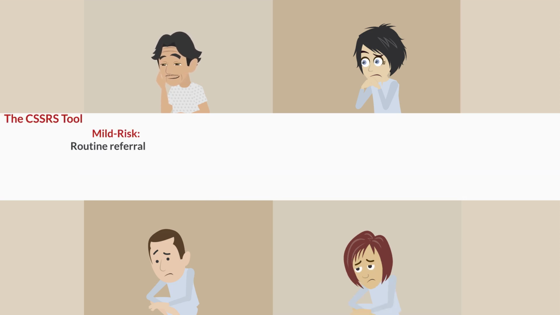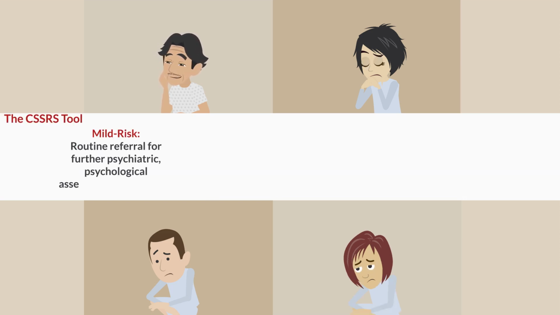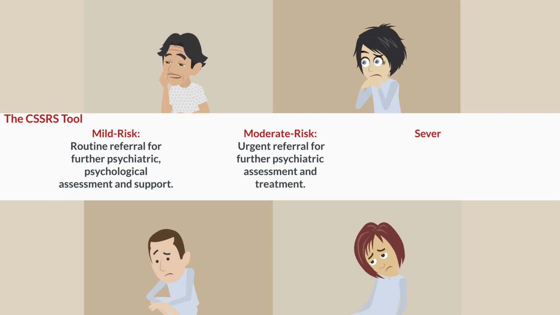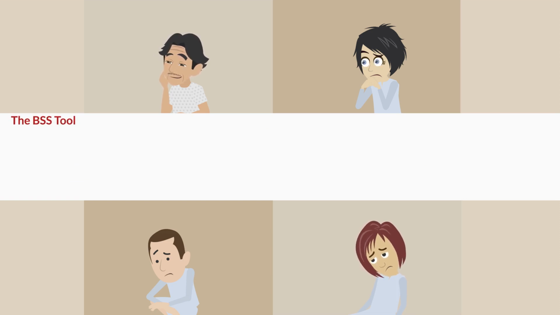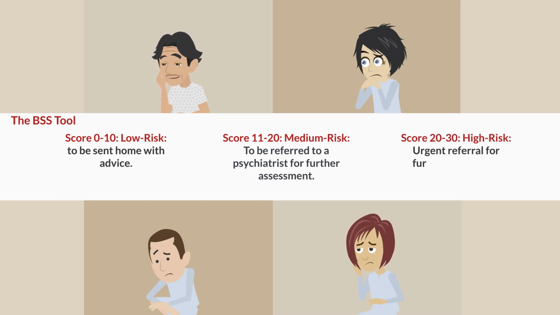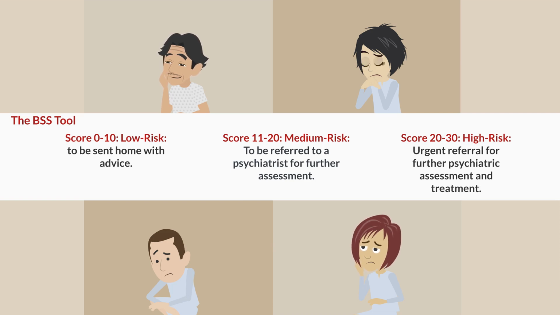The CSSRS tool, mild risk, routine referral for further psychiatric, psychological assessment and support. Moderate risk, urgent referral for further psychiatric assessment and treatment. Severe risk, urgent referral for further psychiatric assessment and treatment. The BSS tool, score 0 to 10. Low risk, to be sent home with advice. Score 11 to 20, medium risk, to be referred to a psychiatrist for further assessment. Score 20 to 30, high risk, urgent referral for further psychiatric assessment and treatment.